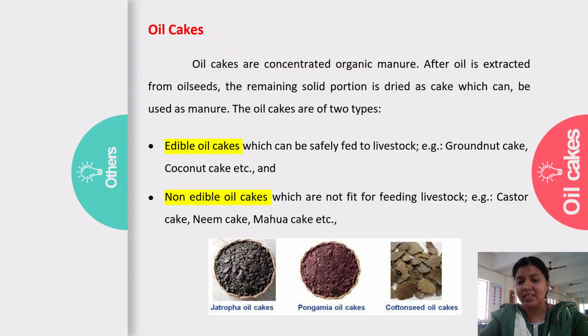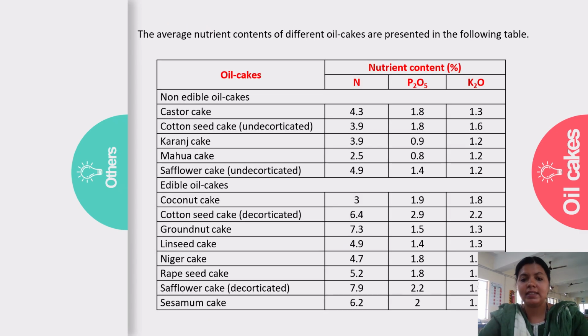Edible oil cake, as the name indicates, can be fed to livestock as feed, like coconut oil cake, sesame oil cake, sunflower oil cake, and so on. Whereas non-edible oil cake cannot be fed to livestock, like neem cake, castor cake, etc. These oil cakes are a very good source of nutrition, and in this slide you can see the nutrient content of various oil cakes. For example, castor cake contains 4.3 : 1.8 : 1.3 percent NPK. Linseed cake contains 4.9 : 1.4 : 1.3 percent NPK.